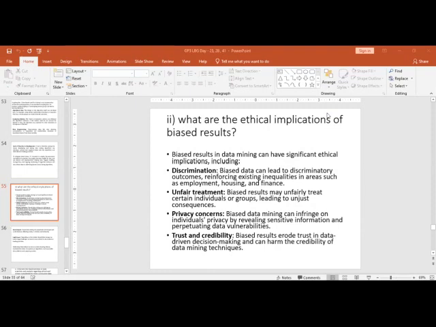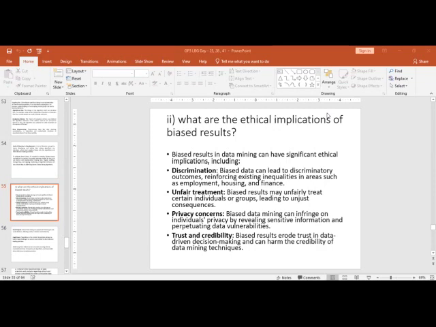Biased data can lead to discriminatory outcomes, reinforcing existing inequalities in areas such as employment, housing, and finance. Unfair treatment. Biased results may unfairly treat certain individuals or groups, leading to unjust consequences. Privacy concerns. Biased data mining can infringe on individuals' privacy by revealing sensitive information and perpetuating data vulnerabilities.